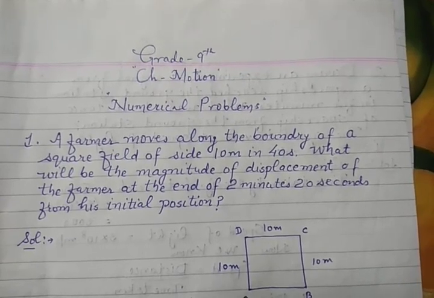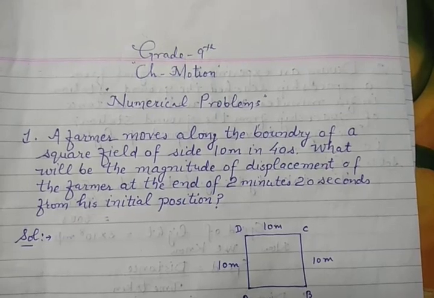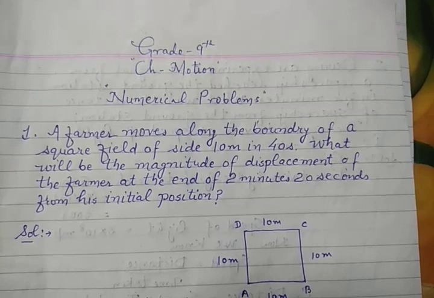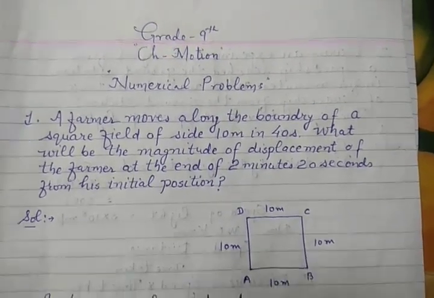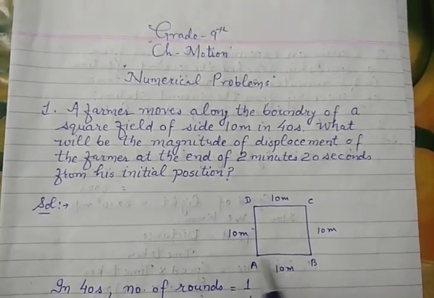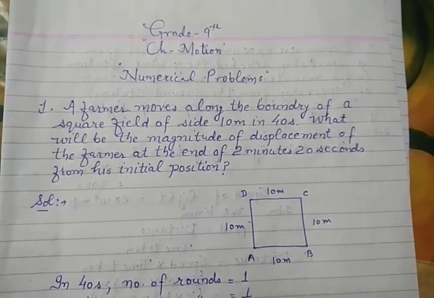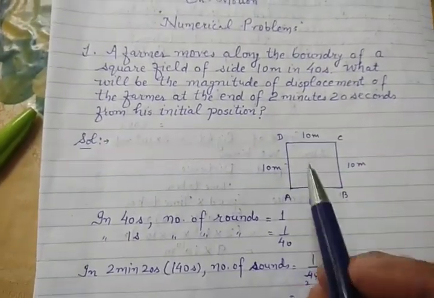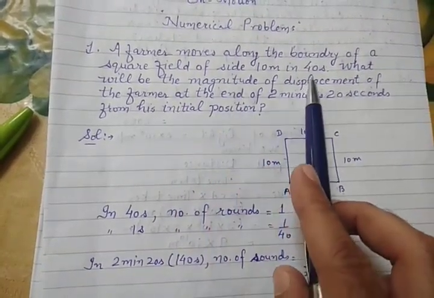A farmer moves along the boundary of a square field of side 10 meters in 40 seconds. What will be the magnitude of displacement of the farmer at the end of 2 minutes 20 seconds from his initial position? So, according to the question, I have considered a square field ABCD having side 10 meters. Let the farmer start from point A. Clear? So, according to the question, the farmer moves along a square field in 40 seconds.